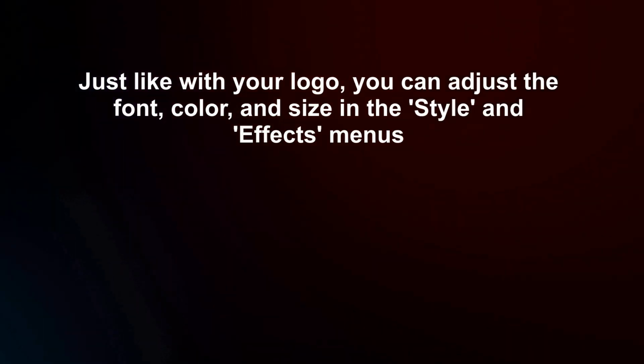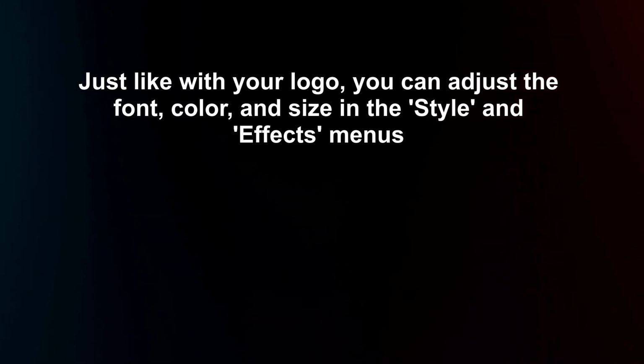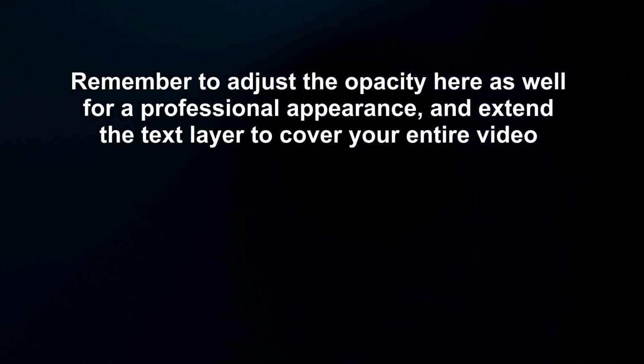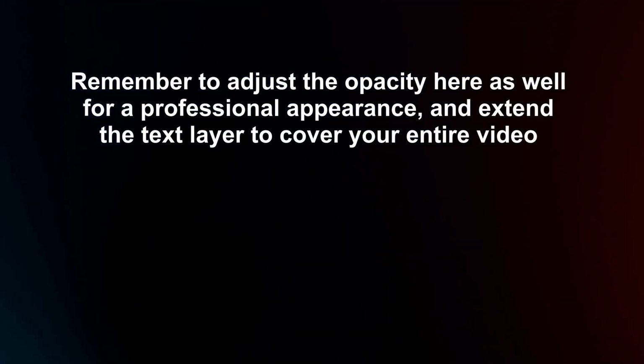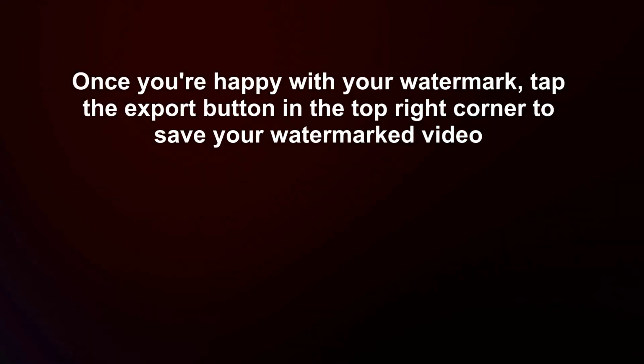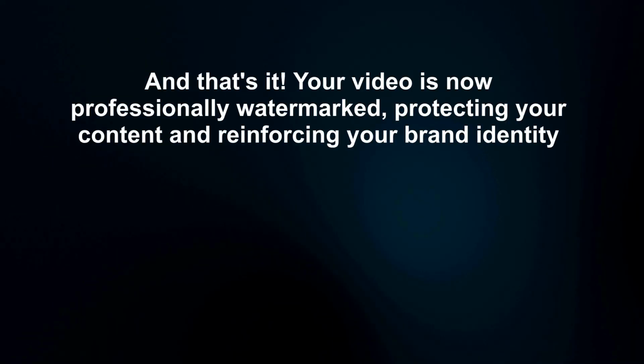Just like with your logo, you can adjust the font, color, and size in the Style and Effects menus. Remember to adjust the opacity here as well for a professional appearance, and extend the text layer to cover your entire video. Once you're happy with your watermark, tap the Export button in the top right corner to save your watermarked video. And that's it.